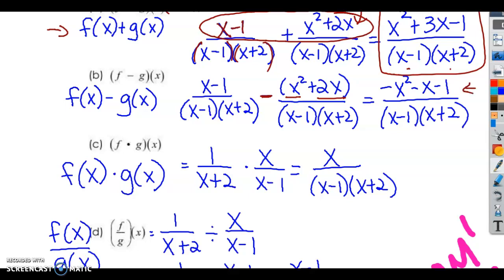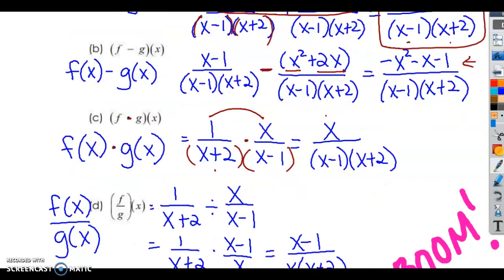When you're multiplying f of x times g of x, you don't have to worry about your denominators. You can just multiply straight across. 1 times x is x, and x plus 2 times x plus 1, and I just left it.